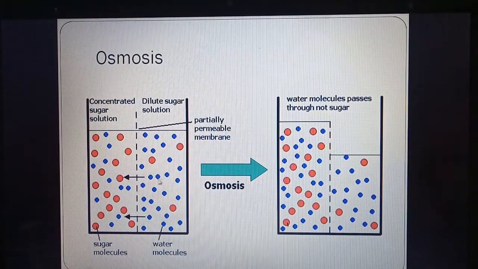We can see that the blue particles are moving towards the concentrated solution, and they are separated by a semi-permeable membrane. And after some time we can see that the level decreases. Where the dilute sugar solution was, the level decreases because the solvent particles are moving towards a region of their lower concentration.